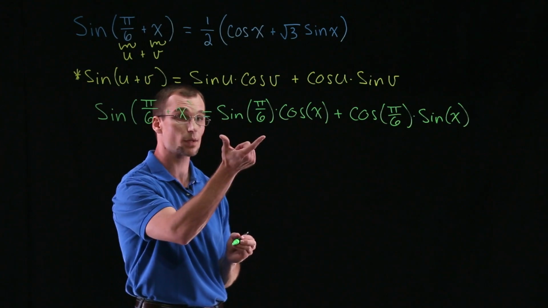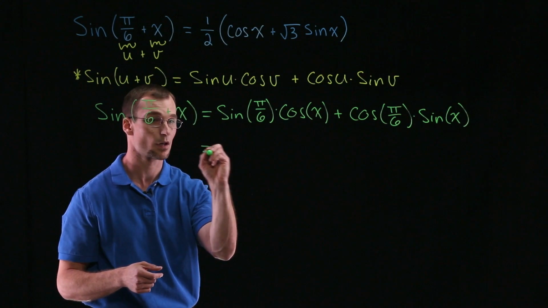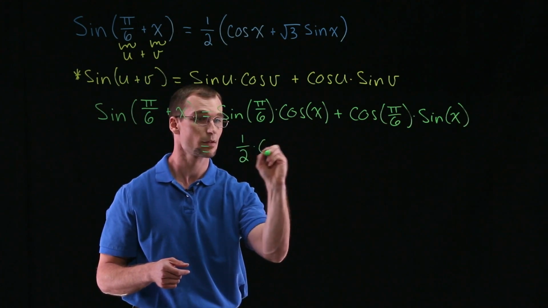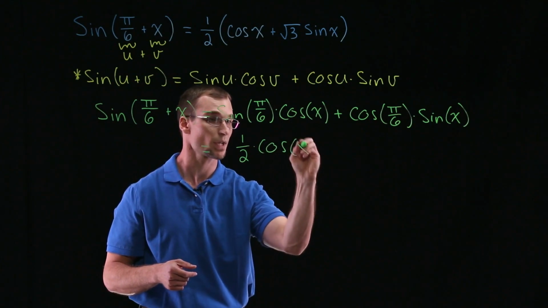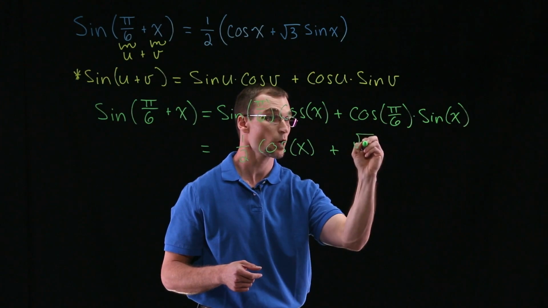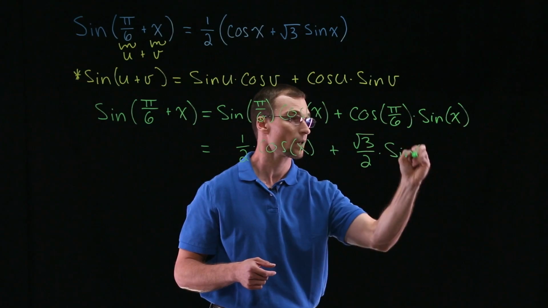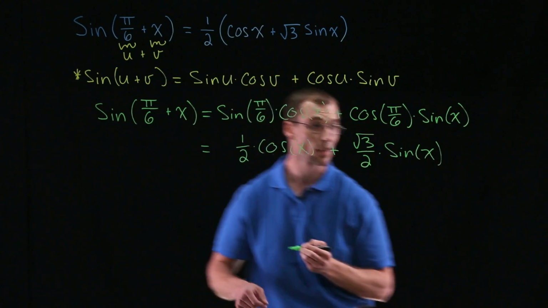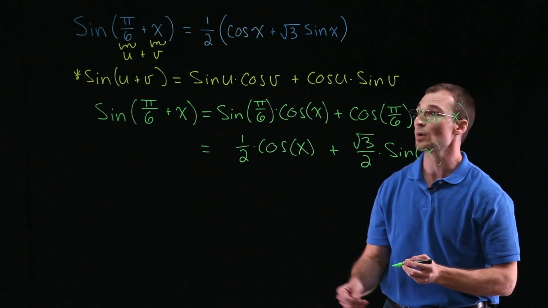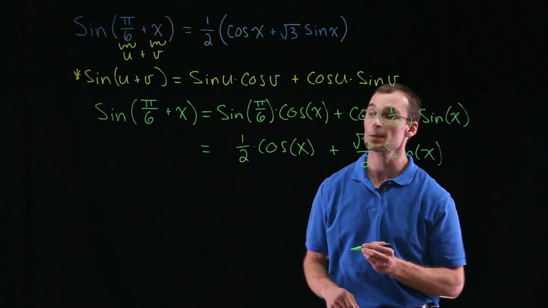Well, first off, we know what the sine of pi over 6 and the cosine of pi over 6 are. So sine of pi over 6 is positive 1/2, and that's times cosine of x, plus cosine of pi over 6, we know is square root of 3 over 2 times, say, the sine of x. So let's see what we have. Again, what we're trying to do is get this to equal 1/2 times the quantity cosine x plus square root of 3 times sine of x.